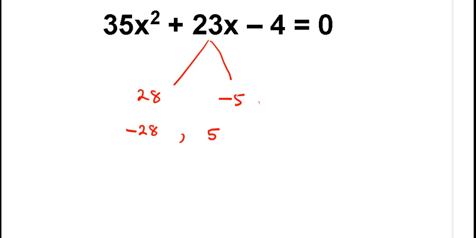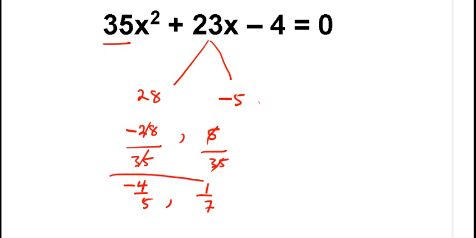Then go ahead and divide it by the coefficient of x squared. We now have it as 35. So 28 divided by 35 is going to give you negative 4 over 5. Then 5 divided by 35 is going to give you 1 over 7. So negative 4 over 5 and 1 over 7 become the roots of this quadratic equation. Let's go to the next example.